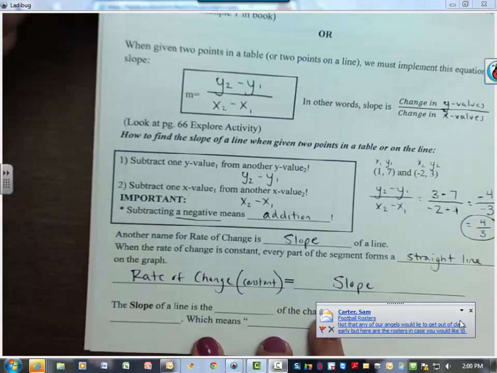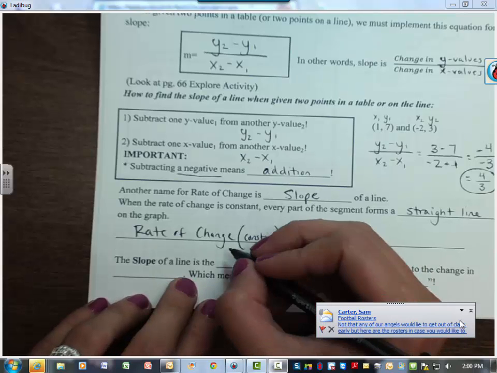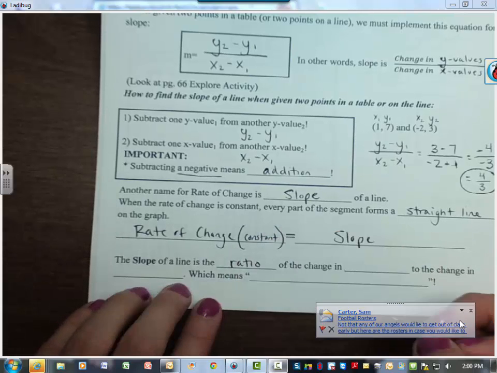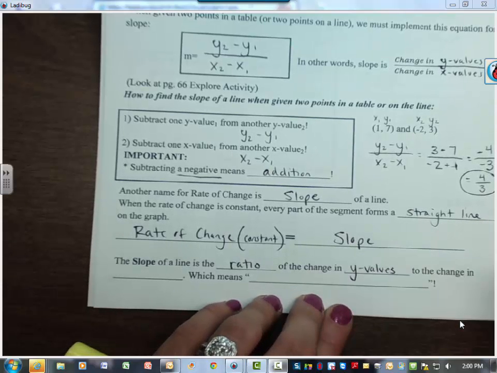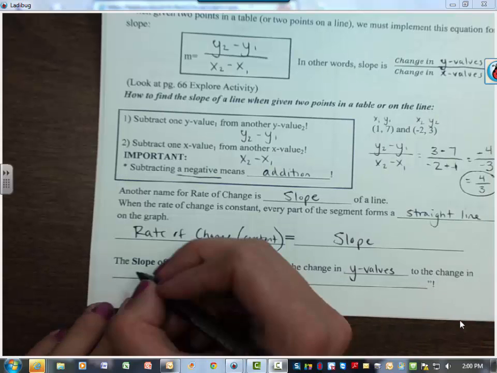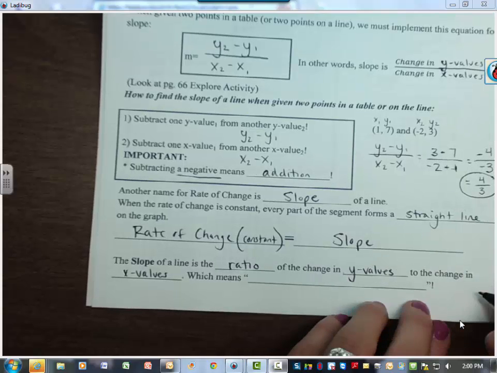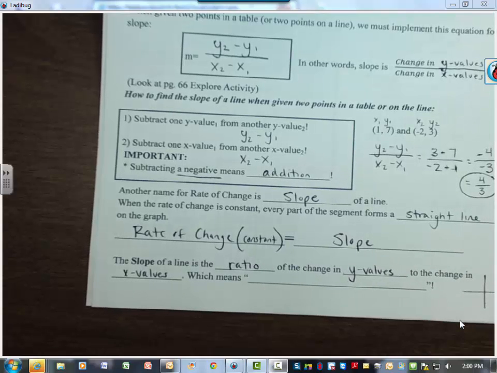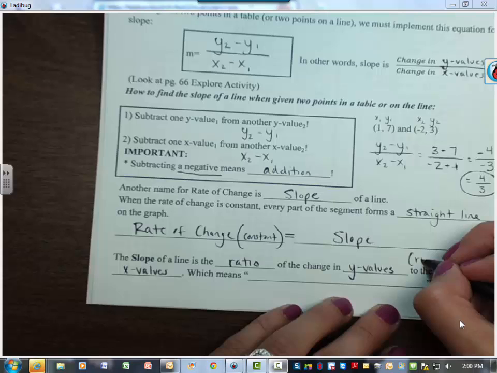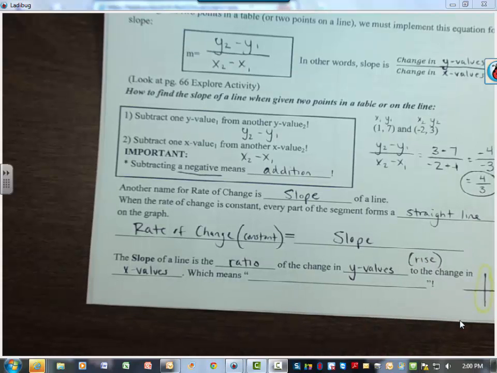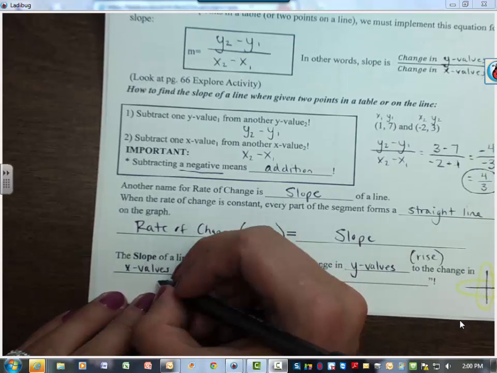Okay? The definition of slope: the slope of a line is the ratio of the change in our y values, just like our definition of rate of change, to the change in our x values. Now if you think of y values on a coordinate grid, they would be the vertical line. Those are going to go up and down. We're going to call those the rise. You can either go up or down. Our x values represent going side to side. That's going to be considered run.